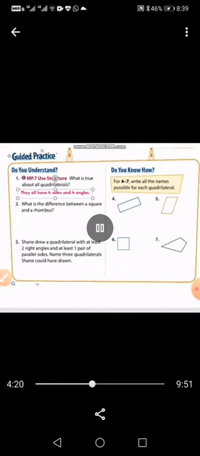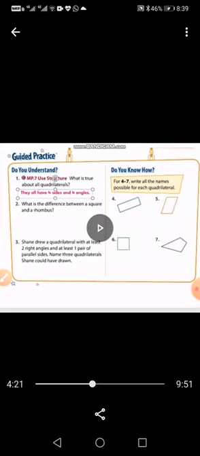Let's start to answer the class work. First, he asked about what is true about all quadrilaterals. I know that all quadrilaterals have what? 4 sides and 4 angles. Again, all the quadrilaterals have 4 sides and 4 angles.